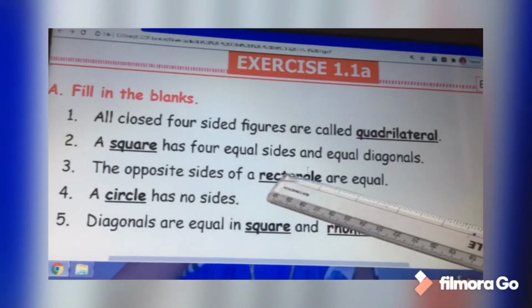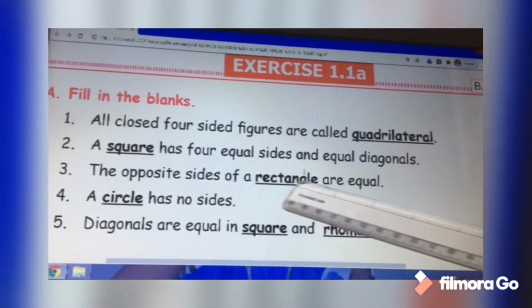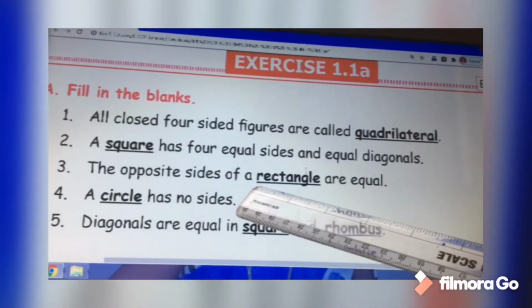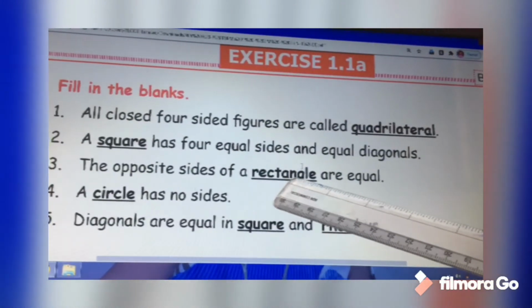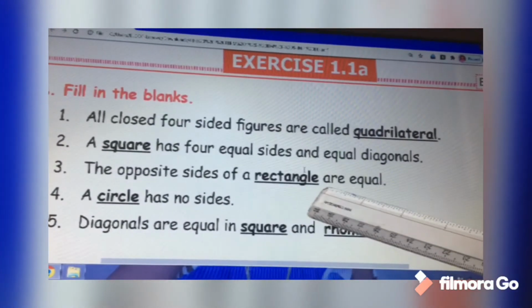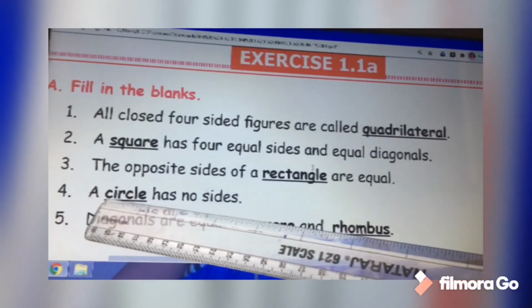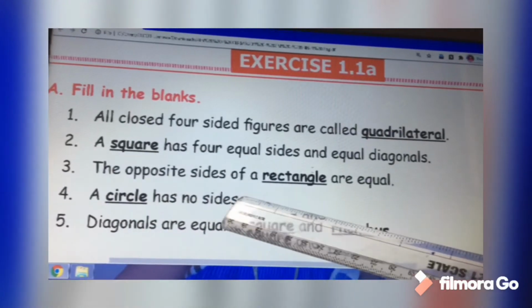Third question. The opposite sides of a dash are equal. Opposite sides are equal in what shape? Yes, rectangle. Say the rectangle spelling, children. R-E-C-T-A-N-G-L-E. Rectangle.